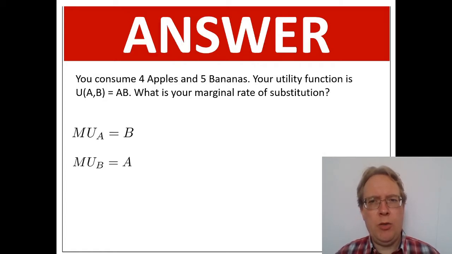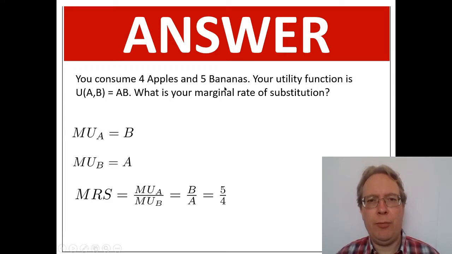So, as you know, to get the marginal rate of substitution, we have to take MUA over MUB. MUA in this case is the derivative of my utility function with respect to A. So B is the constant here. So if I take the derivative with respect to A, I get B. And my marginal utility with respect to B equals A. So if I calculate my MRS, I get B over A. But my consumption of apples is 4, the consumption of bananas is 5, so that gives me 5 over 4 as my MRS in this case.